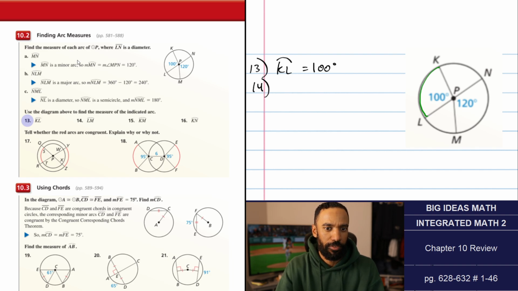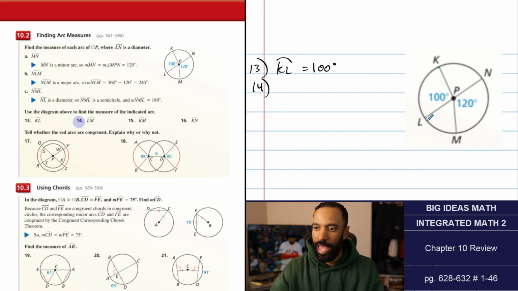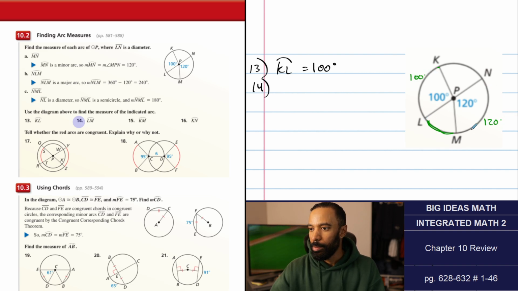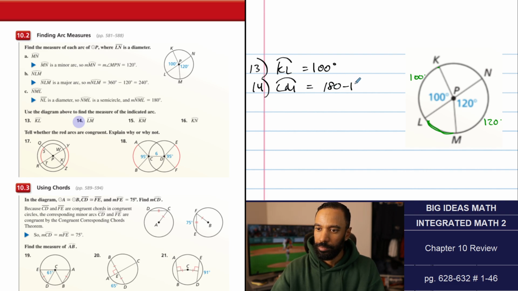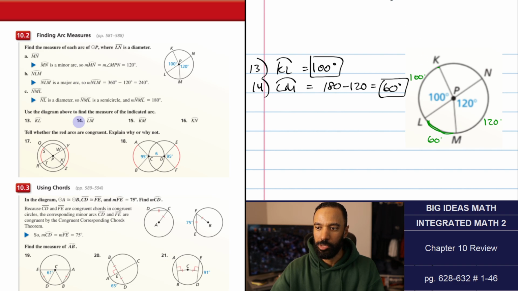Number 14, measure of arc LM. This one I will write in after we figure out what it is, and this is one I was talking about before. LM is this minor arc here, and it's part of this semicircle. The semicircle is 180. Let's take away the 120 that's here. This is 100 and 120. Semicircle is 180, and then minus 120 is 60 degrees. So the measure of arc LM is 60 degrees. So I'll write it in. We can possibly use that in the future.